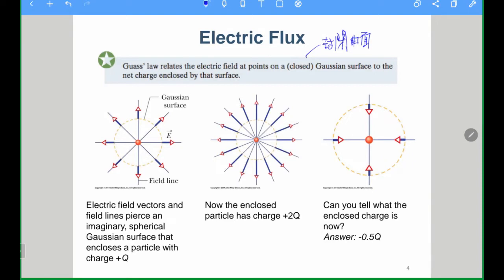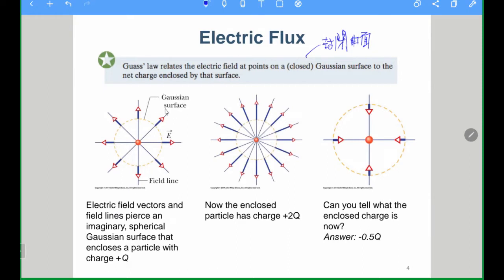For example, a complete sphere is a closed surface. A cube is a closed surface. But if you remove one of the sides of a cube, then it is not closed. Or for example, if you have a bottle, then it is a closed surface. But if you open the bottle, then you can pour in some water, so it's not a closed surface. So this is the definition of a closed surface. And for the Gauss law, we always talk about closed surfaces. So here is a demonstration for the Gauss law.